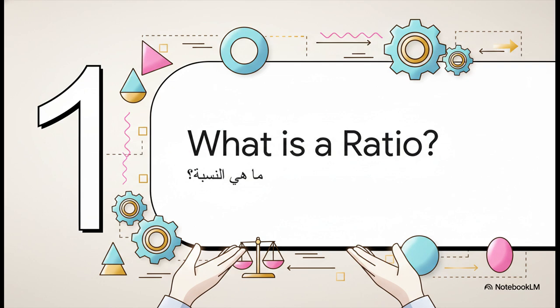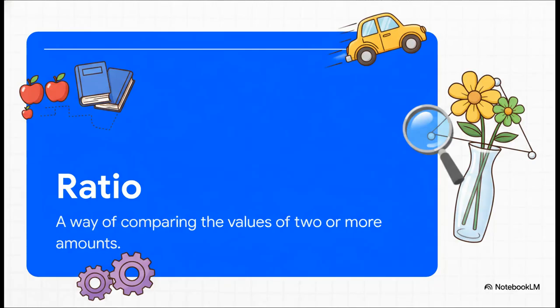First things first, what exactly is a ratio? Or, in Arabic, ما هي النسبة? It sounds kind of formal, but trust me, it's a really simple idea. A ratio is just a way to compare stuff. That's it. It's a comparison between two different values or quantities. يعني ببساطة هي مقارنة بين قيمتين أو كميتين.